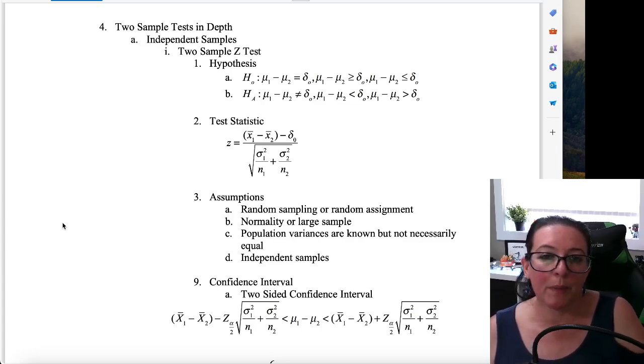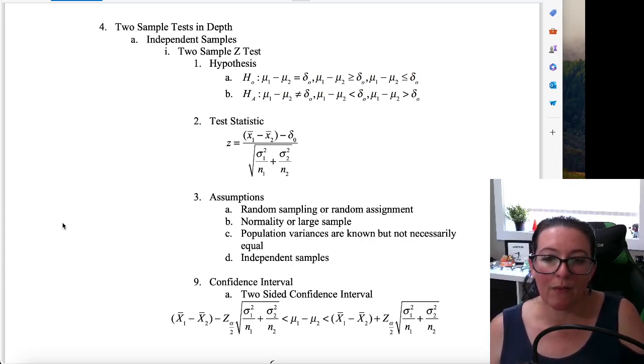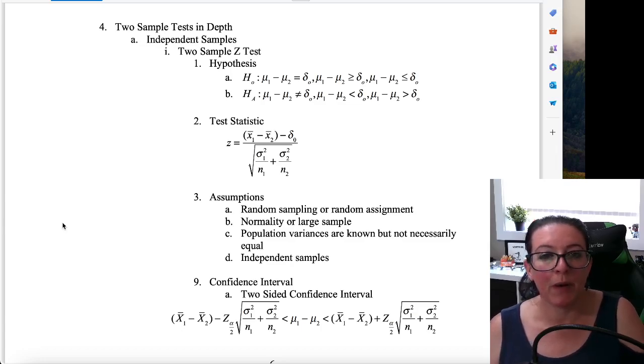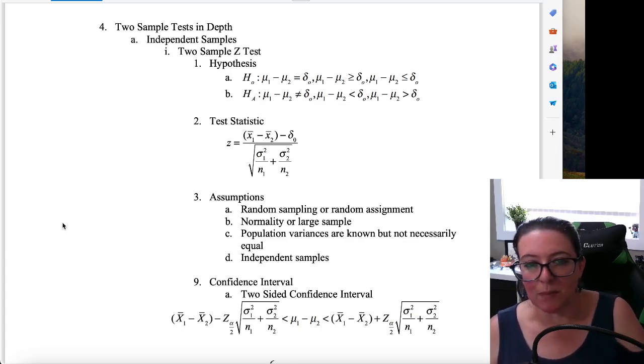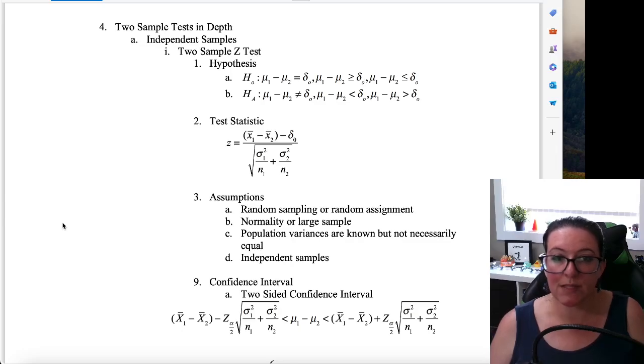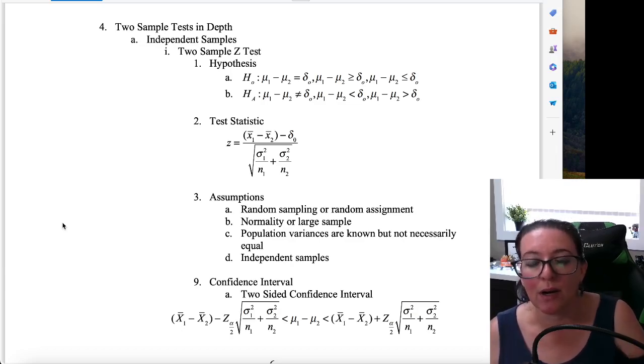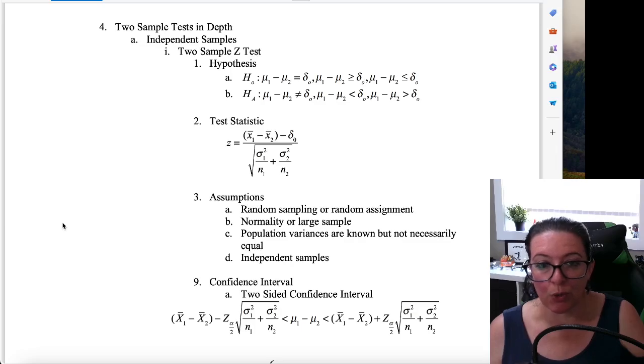Okay, or we could be making a statement about how big the difference is, and we could have it be directional. So we could have the average for one group minus the average for another group for the null hypothesis be greater than or equal to some number, and then the alternative would be less than some number. So you can have one or two tailed tests when you have the two sample tests, because we're looking at the difference in some population parameter between the two groups.